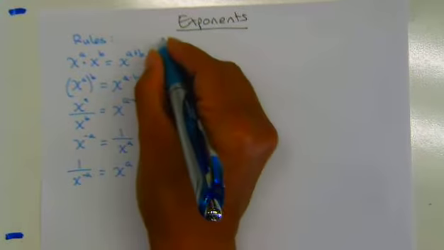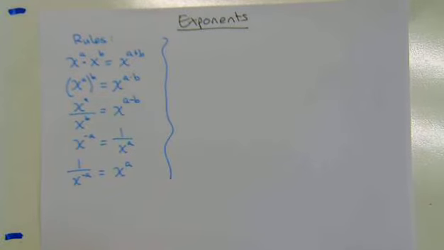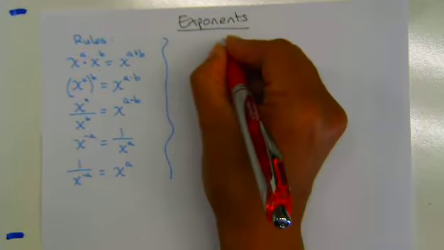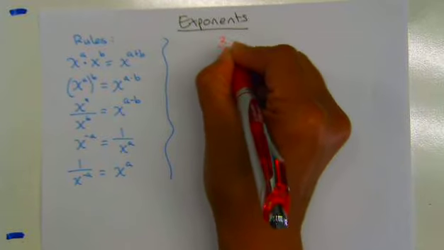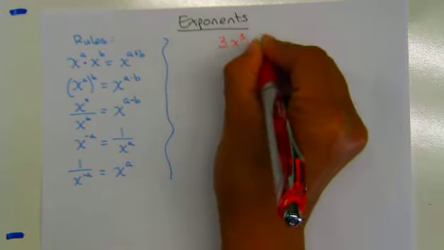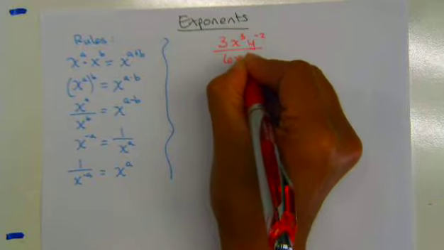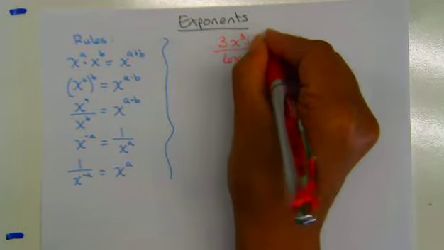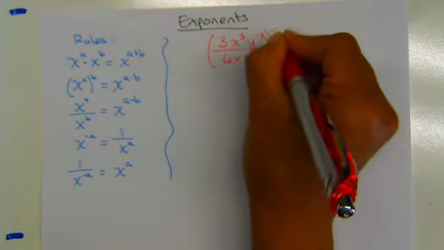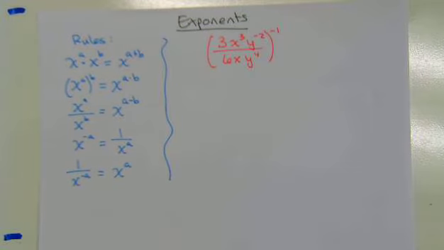So let's take a look at a couple of examples. So let's say we have something like this. It has a whole lot of mess in it. It has some division, it has some negative exponents, it has some powers. We're going to look at the powers here.